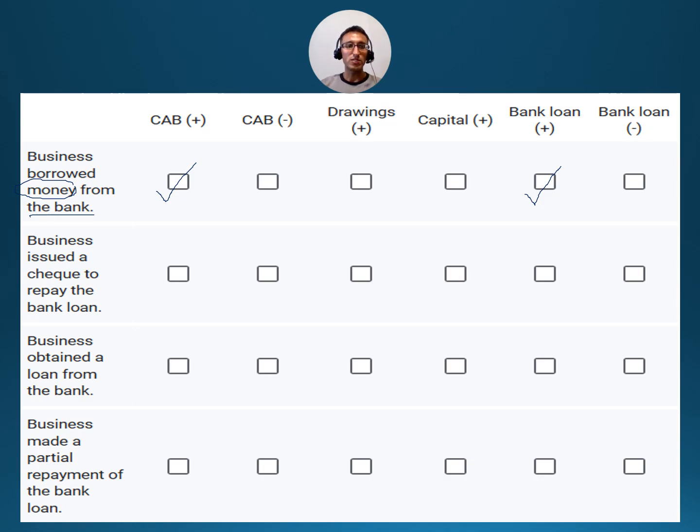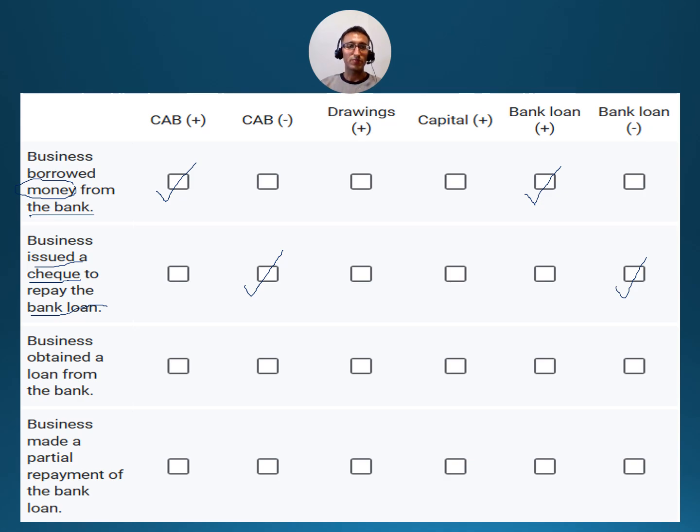The business issued a check. When they issue a check, it means they are paying a check, which means that money is being withdrawn from the business bank account and the cash at bank account will decrease. This money is being used to repay the bank loan, which means that the business will owe the bank lesser. Therefore, the bank loan will decrease.